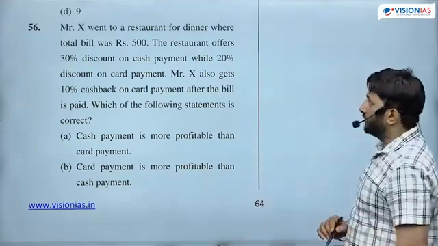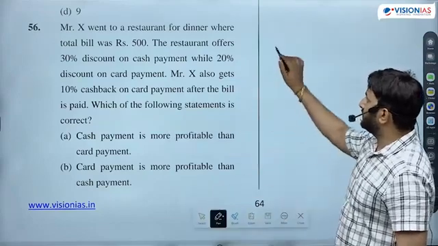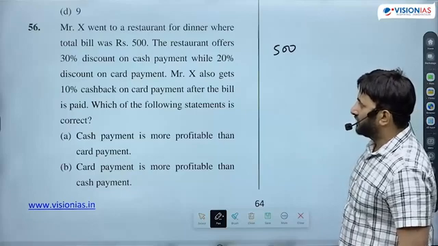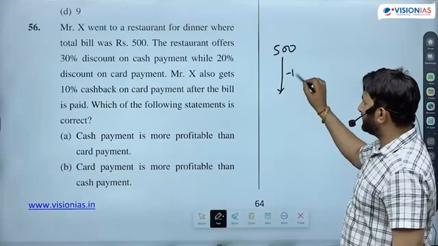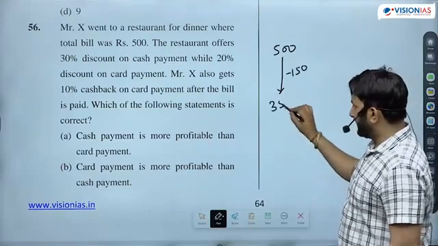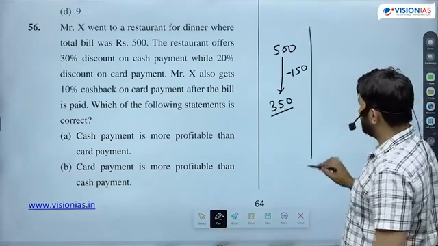Mr. X went to a restaurant for dinner where the total bill was 500 rupees. The restaurant offered 30% discount on the cash payment. If he pays cash, 30%, that is 150 rupees discount. The person will end up paying 350 rupees. This is the cash scenario.